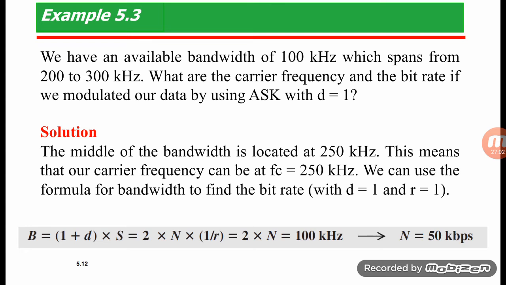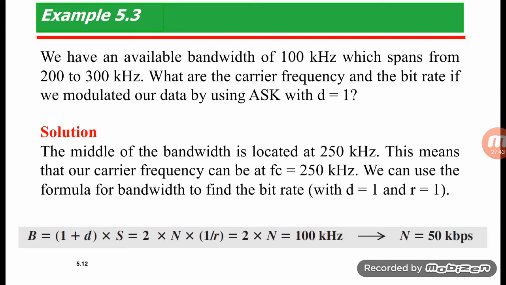So the bandwidth is 100 kilohertz. And he's asking, what are the carrier frequency and the bit rate if we modulated our data by using ASK? So he gave you the bandwidth and he gave you D. So what is he asking? He's asking for bit rate, which is N, and he's asking for carrier frequency, which is FC. Now this FC is easy. Why is it easy? Remember the diagram that I showed you in the 2 slides before, this was FC. So FC is always in the middle of the band.